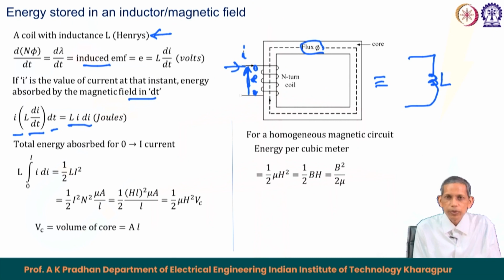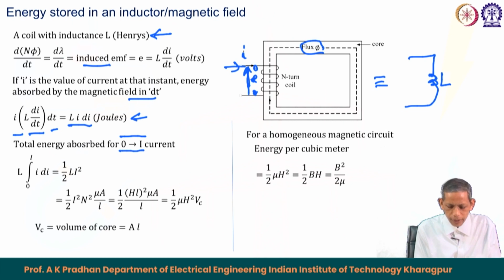So, the total energy absorbed in a period where the current rises from 0 to capital I: we integrate from 0 to I, in a time of 0 to t. That becomes the integral of L I dI from 0 to I, which gives the value half L I square. It means that the energy stored in that electromagnetic setup, when the current rises from 0 to capital I, is half L I square joules, where I is the current in amperes and L is in Henry.